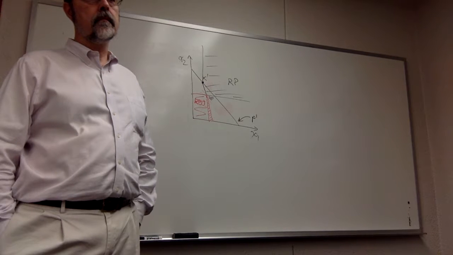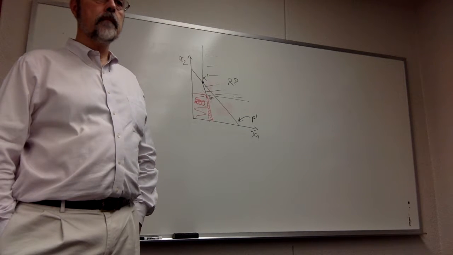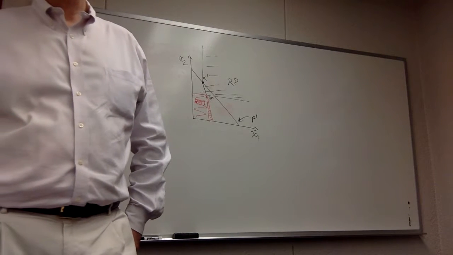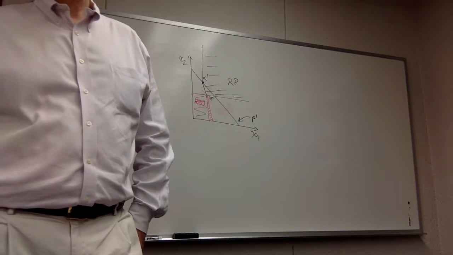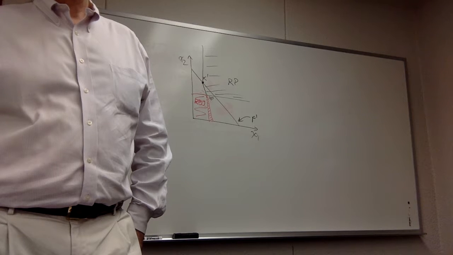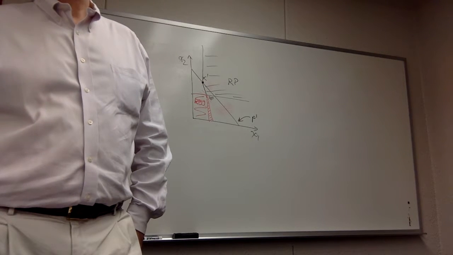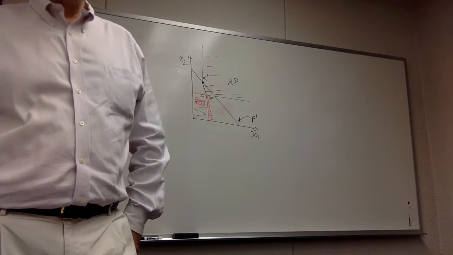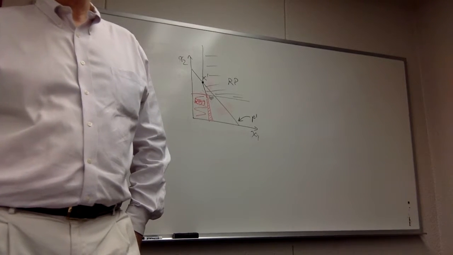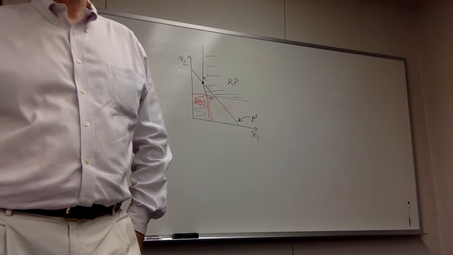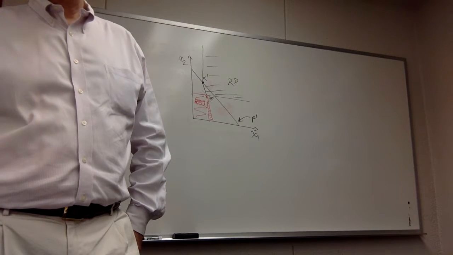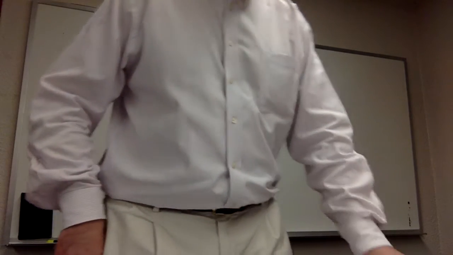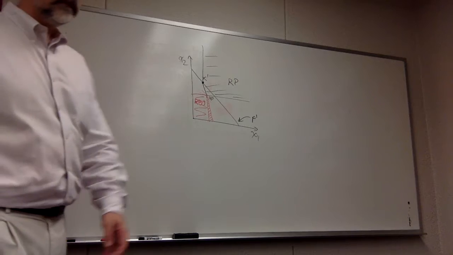So Roy's identity is that the demand is equal to the negation of the derivative of the indirect utility with respect to prices over the derivative of the indirect utility with respect to income. That is also equal to the derivative of the expenditure function with respect to prices. I can understand the expenditure function with respect to prices, but how does the indirect utility work out?